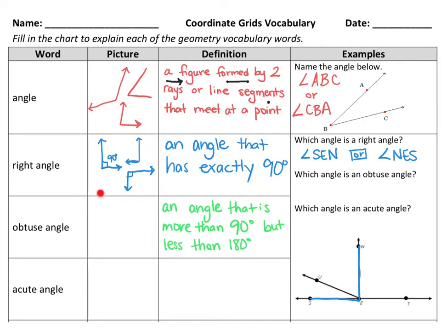So in this box, we are going to draw obtuse angles. They have to be larger than this, but smaller than a straight line. 180 degrees is a straight line. So it has to be larger than a right angle, but smaller than a straight line. So here we go. I'm going to make it a little bit bigger than a right angle. That's correct because it's between a right angle and a straight line. Here's another one.